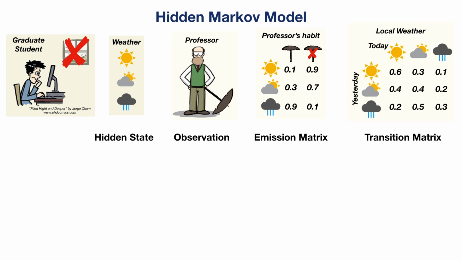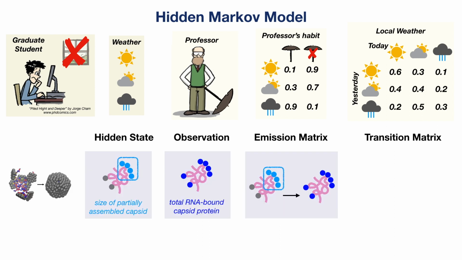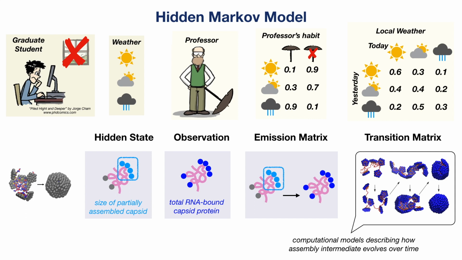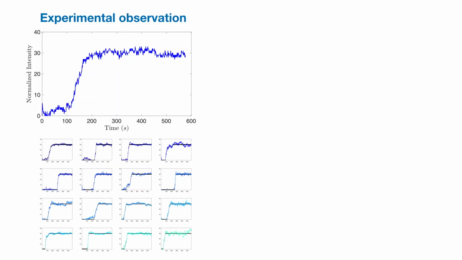Now, if you have the knowledge about the local weather patterns in terms of how the weather today depends on the weather yesterday, then you should be able to get a statistical estimation of the weather even without direct observation. Similarly, in our capsid problem, all we need is a computational model to describe how assembly intermediates evolve over time. Then we are able to decode the hidden state evolution of capsid assembly from noisy data.